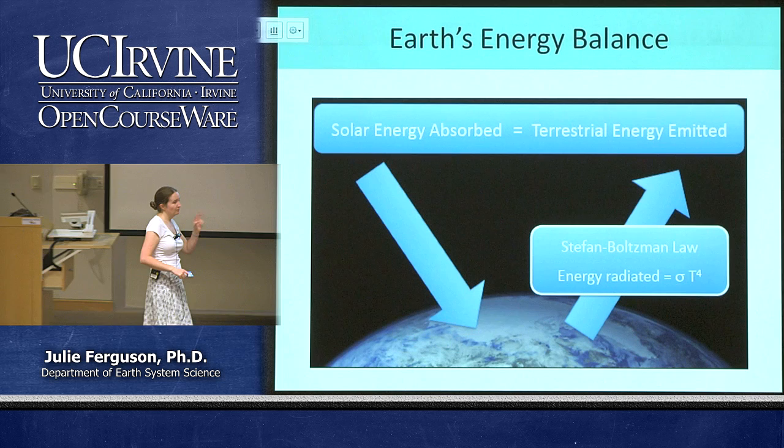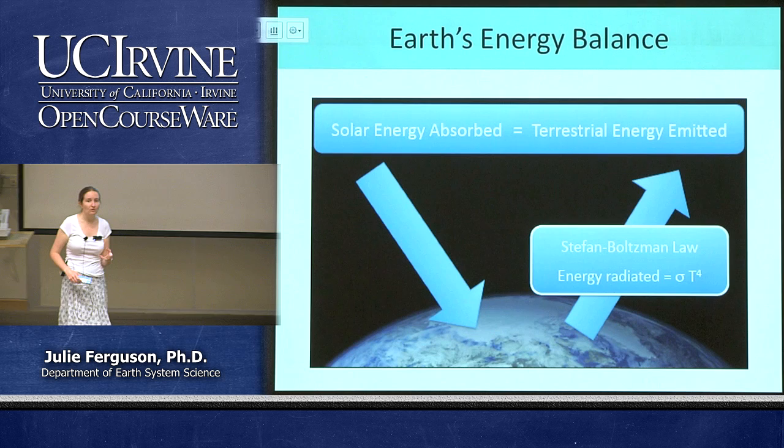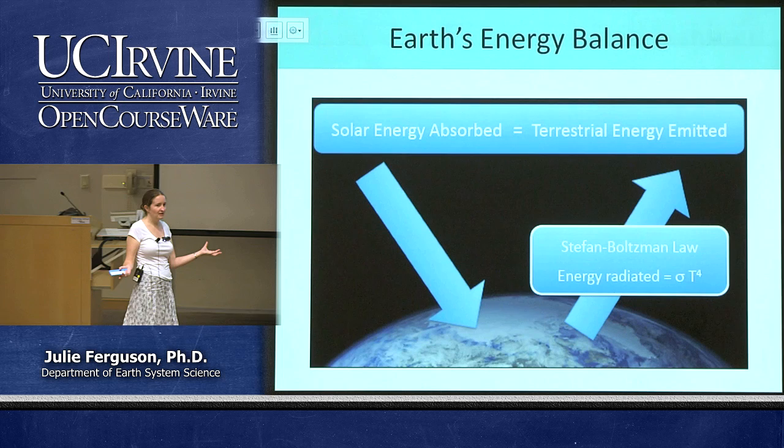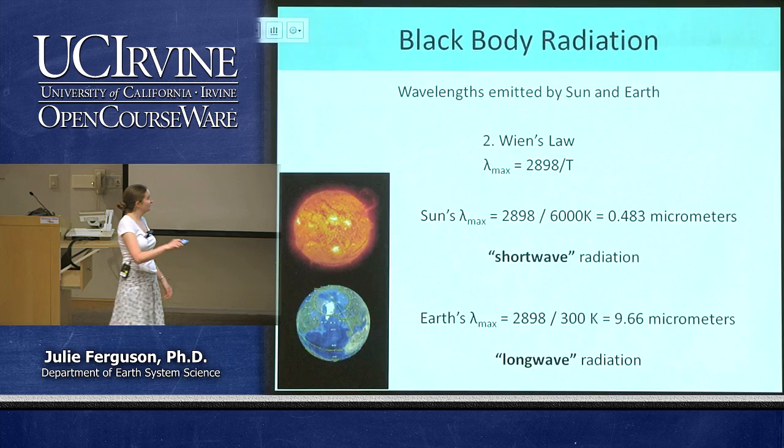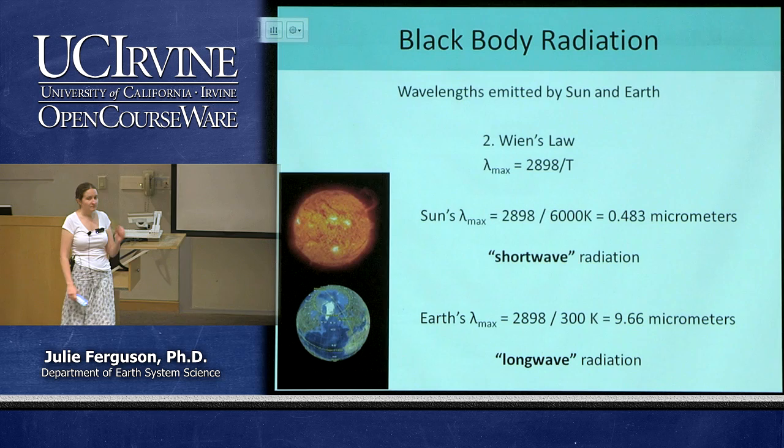What's our second law? Wien's law. And that tells us what sort of wavelengths we're most likely to emit. Okay. And remember what type of radiation we emit? Infrared. So we emit infrared as people, but the Earth in general is also in the temperature range which emits infrared radiation.